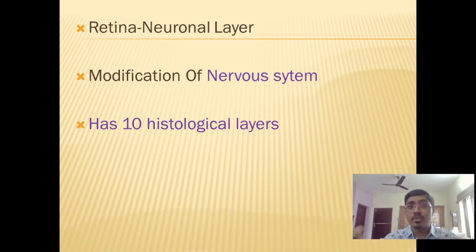So whatever cells are there in the retina, they are also neurons. But what is the difference in those neurons? Those neurons are slightly modified enough to transmit visual impulses, right?